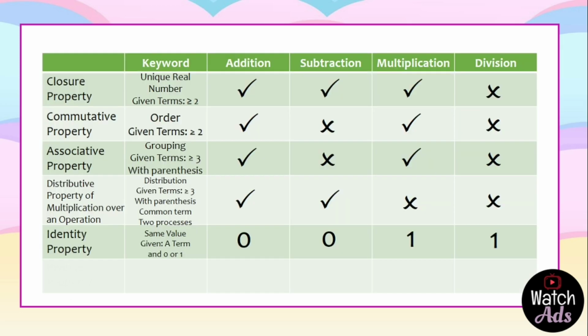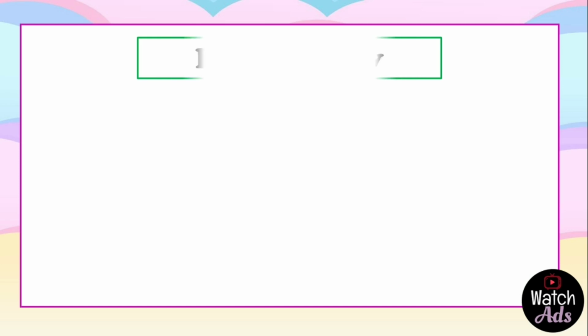Now going back to our table, the inverse property, with the keyword opposite, the given terms is 2. The answer is identity property. That is applicable in addition, but not in subtraction. A yes in multiplication, but not in division. Now that we have talked about all the properties, let us try to review what you have remembered.